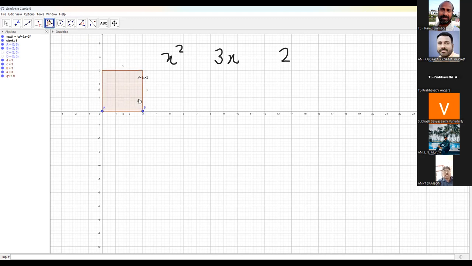So I have a square, x square. I'm fixing x as 3 units. x equal to 3 units. Right? You can also take some other units. Okay, so this part is x.